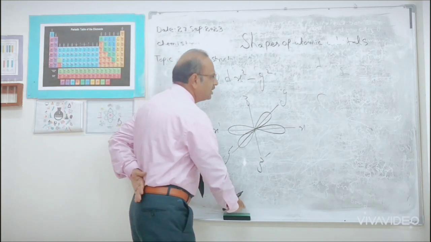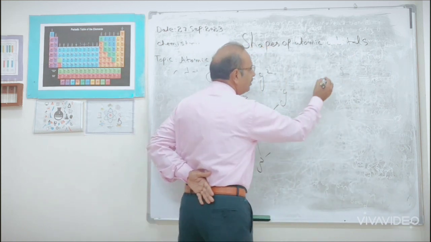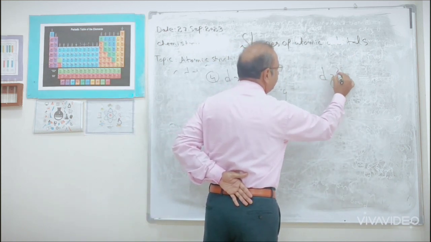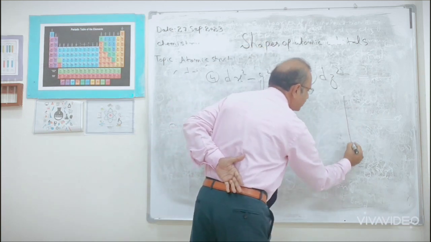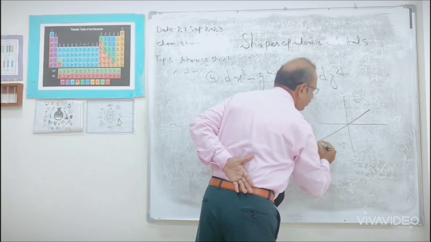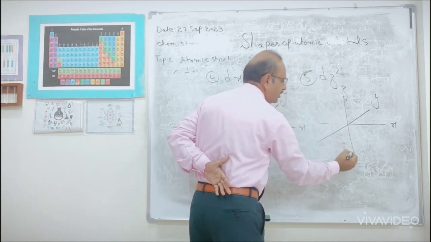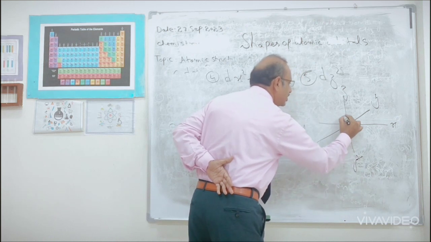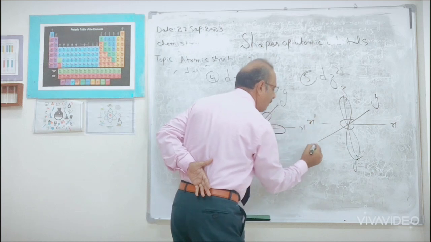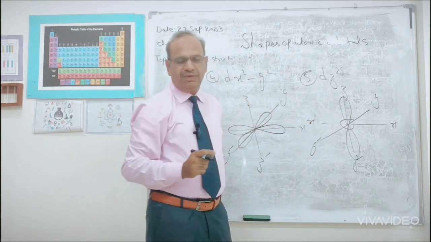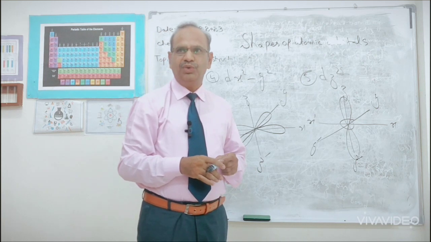And the last one is dz². It is number 5, on z squared. Again we show x, y, z, and z dash. So it will be on z squared like this. In this way I have drawn the shapes for you.